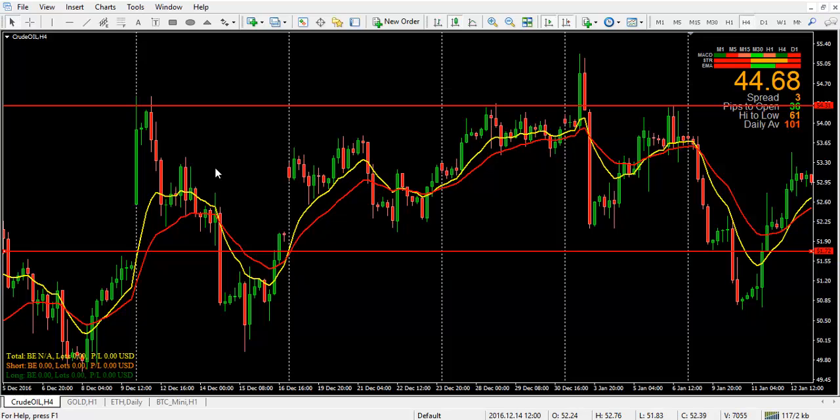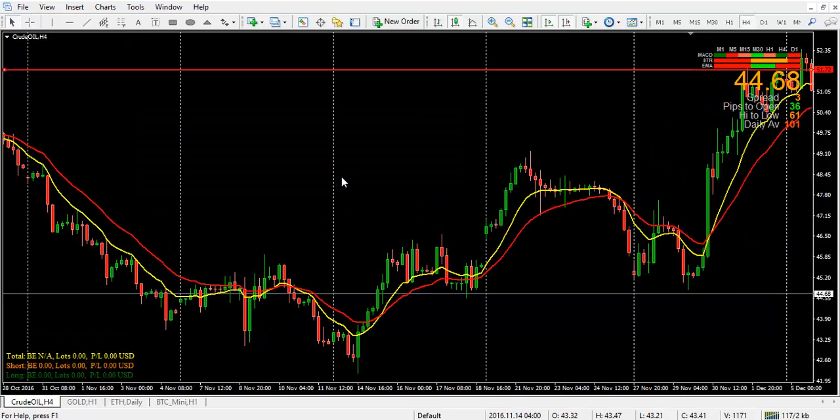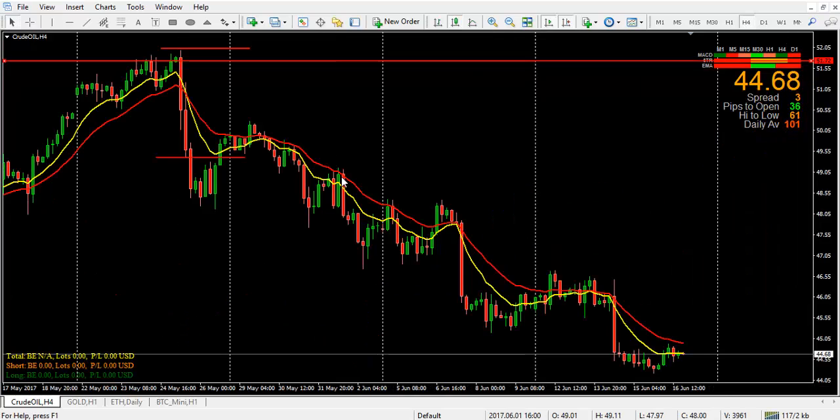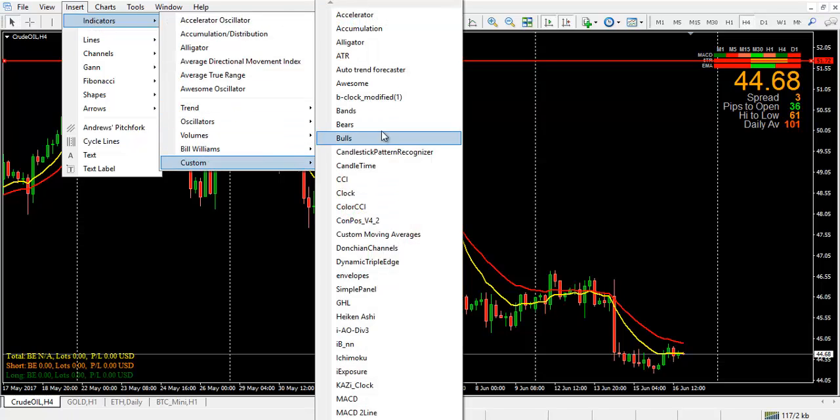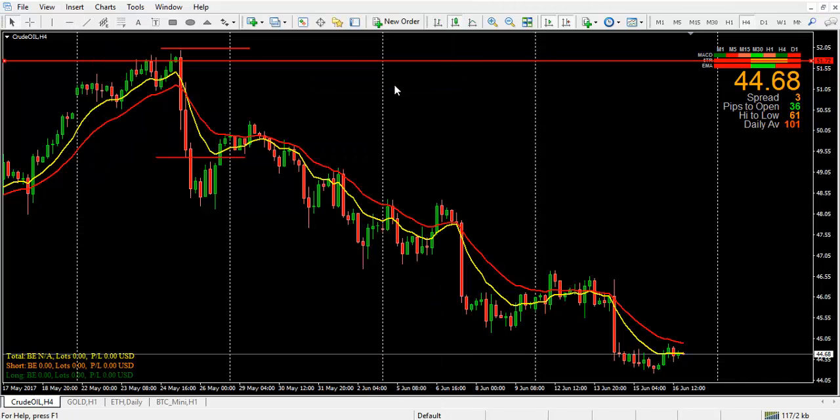All right, buddy. So is this clear? I hope it's clear. Now, how do you extract the maximum juice? How do you make it much better? How do you optimize the strategy? You can add another indicator. You go to indicators, go to customs, and select the awesome oscillator.